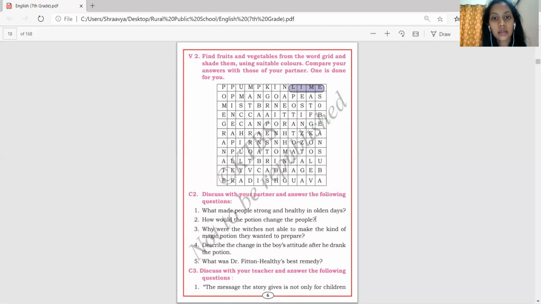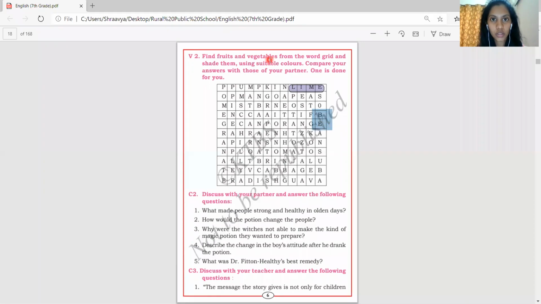Okay, now there is a crossword here. Find fruits and vegetables from the word grid and shade them. So what do you have to do for this crossword? You have to find words here and you have to circle them, right? So I can see one on the first line itself, pumpkin. Then second line, mango, peas. What else? What else can you see? I can see orange.